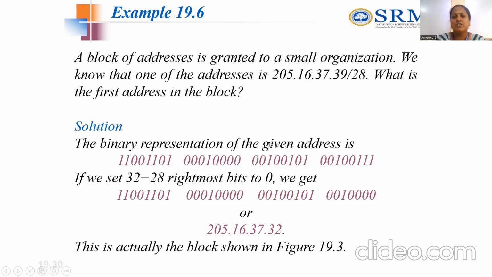So convert the given address into the corresponding binary form. Then it has a /28 CIDR value. So 32 minus 28 is nothing but 4. So the rightmost 4 bits are set to 0. If we change these 4 bits into 0, we will get the first address. So 0111 changed into 0000, and we get the corresponding decimal notation 205.16.37.32. So this is the first address for the given IP address 205.16.37.39.